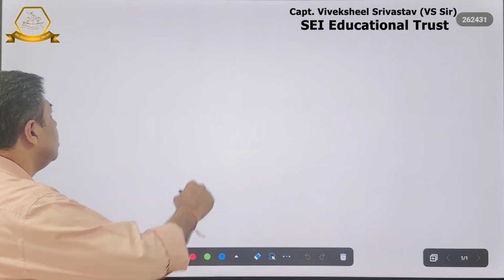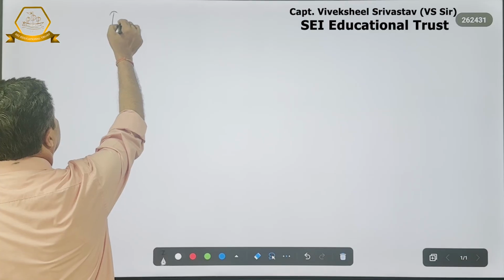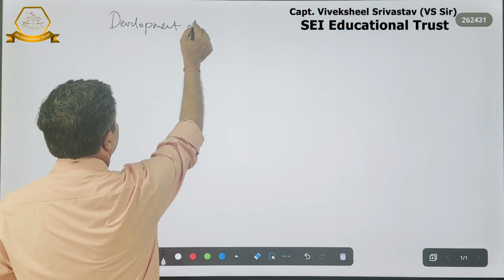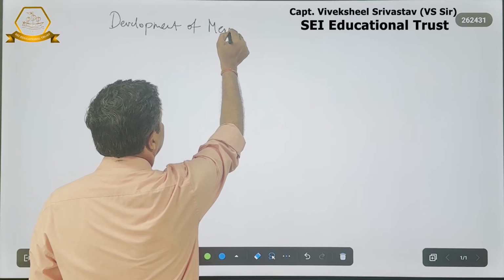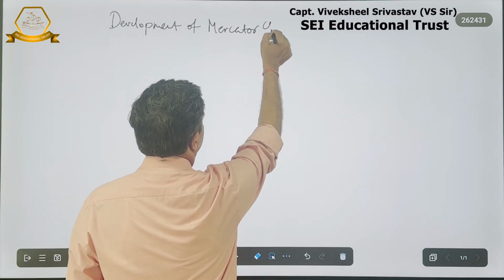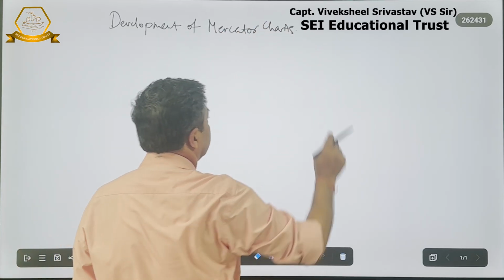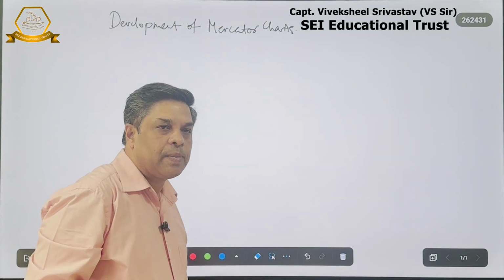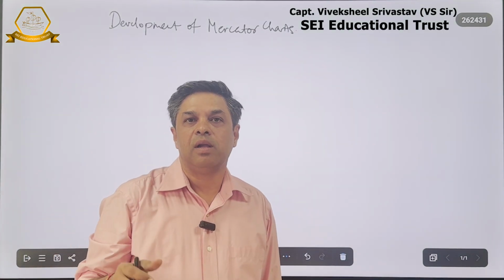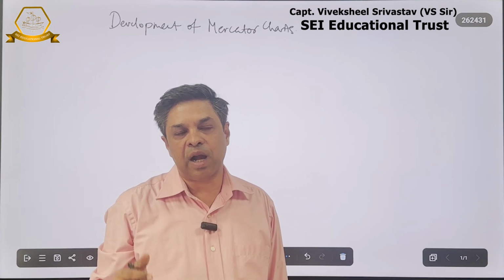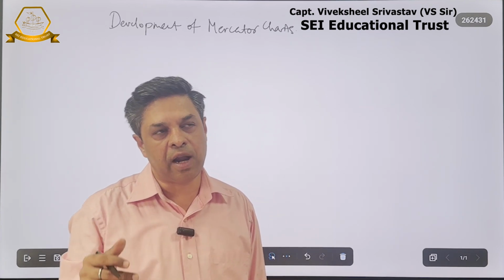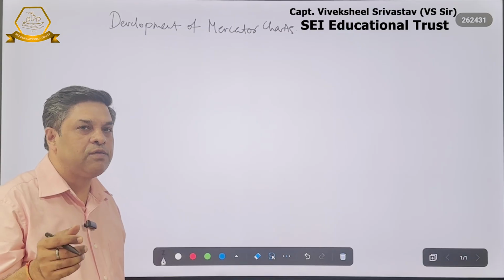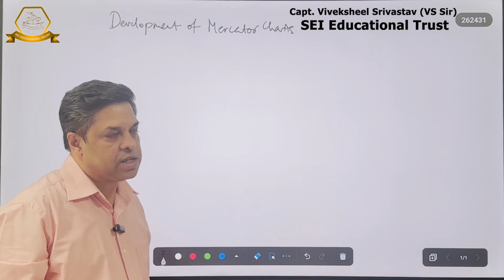Okay, so today the topic is development of Mercator charts, how Mercator charts are developed, and going further we will learn about what is meridional parts and what is DMP, difference in meridional parts. So these two things are very important for the construction of Mercator charts.